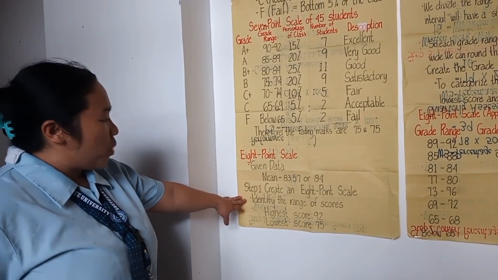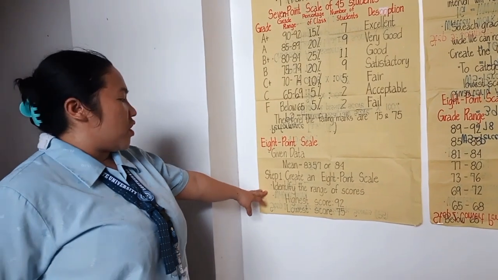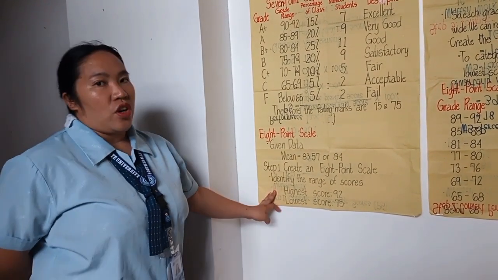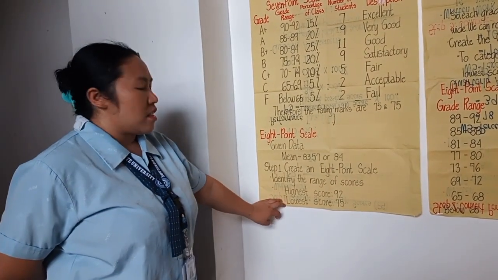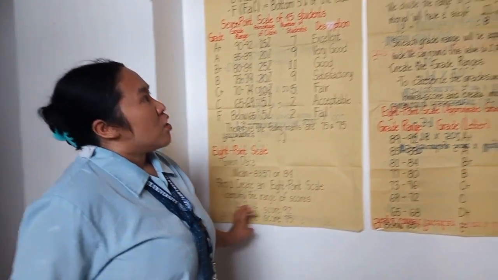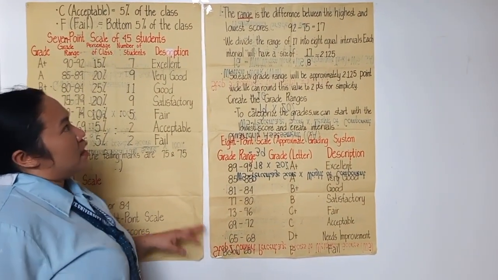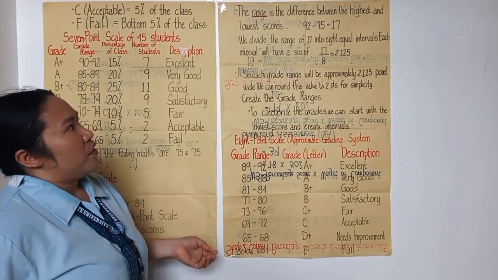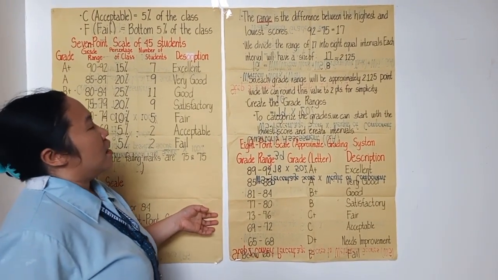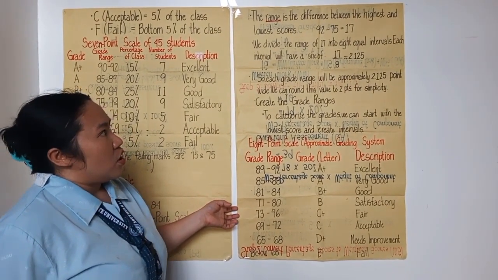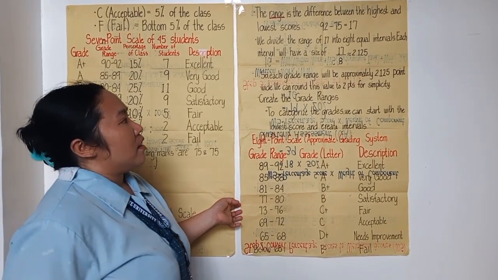So first, we have to identify the range of scores. The highest score is 92 and the lowest score is 75. So the range is the difference between the highest and lowest scores. 92 minus 75 is equal to 17. Then we divide the range of 17 into 8 equal intervals.